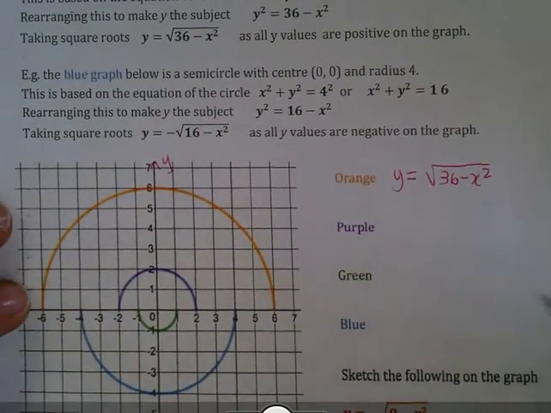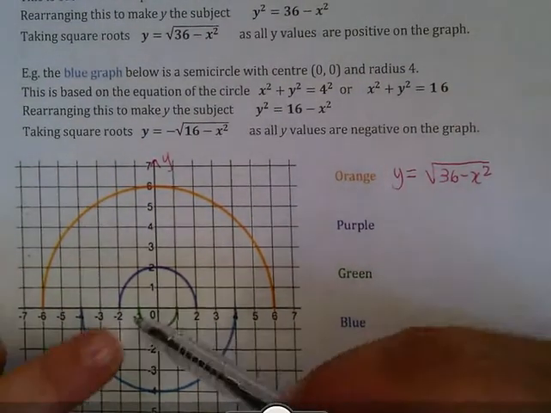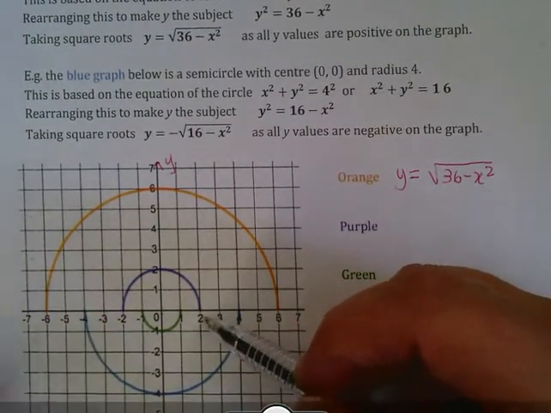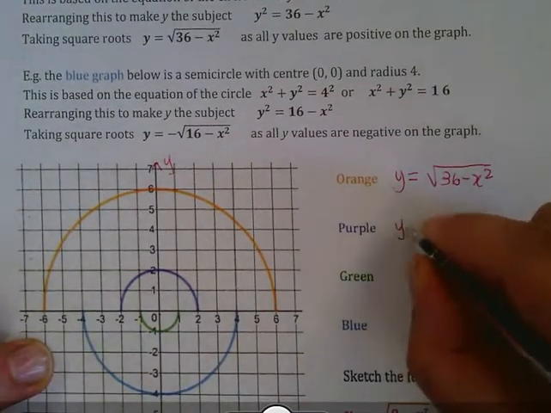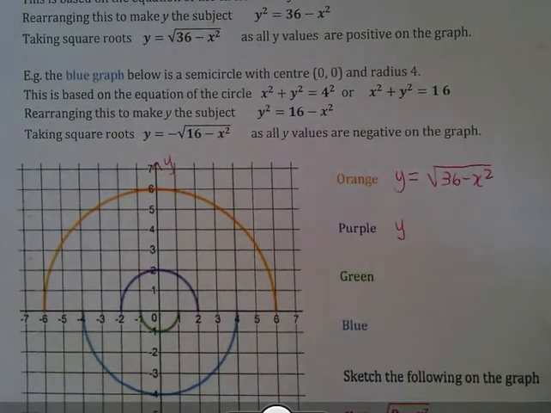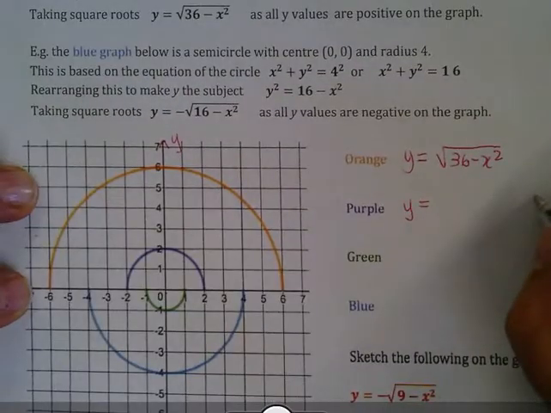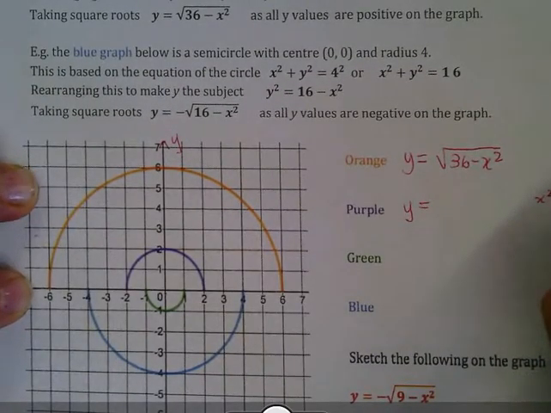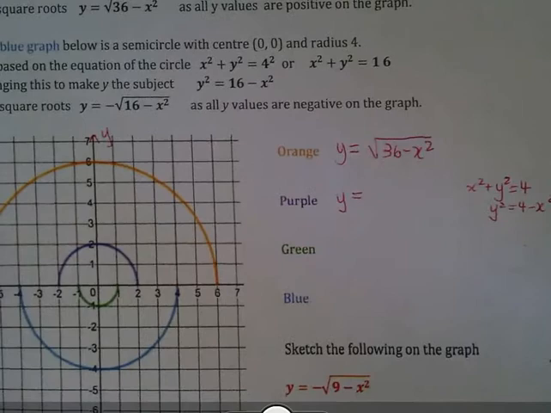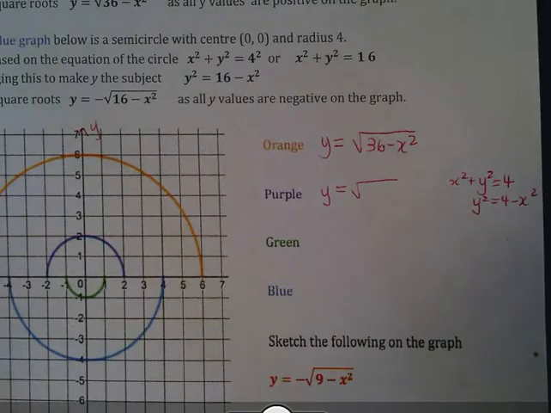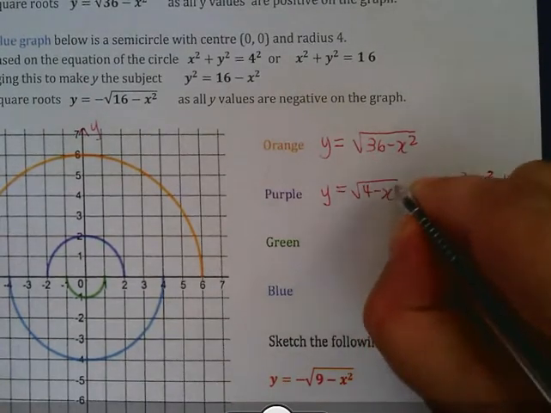All right, let's look at the purple graph. What do you think that equation is? What's the radius? Yeah, it's based on that. You can start with x squared plus y squared is 4. Y squared is 4 minus x squared. If you can't remember the formula, it's based on x squared plus y squared is r squared, which is 2 squared, which is 4. So y squared is 4 minus x squared. And now it's a semicircle. Is it going to be the positive square root or not? Yeah, because it's above.